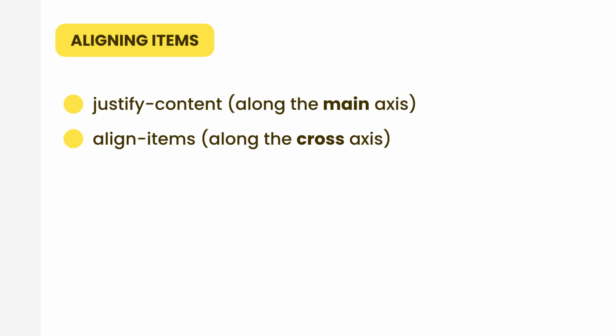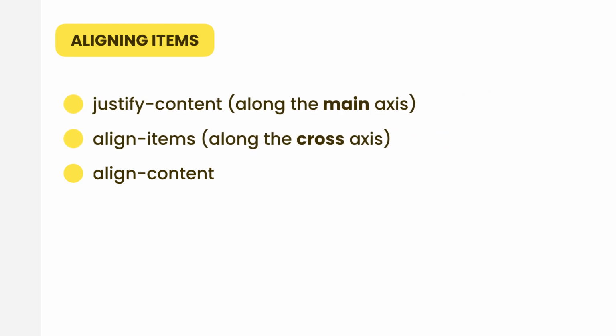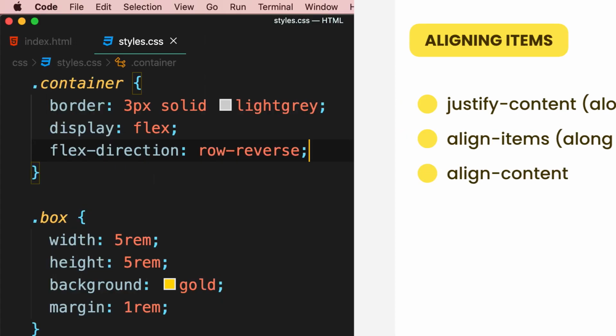Now, the first time I saw these properties, I was wondering why the names are not consistent. Why isn't the second property called align-content? Well, there is actually another property called align-content. We'll talk about that shortly. But all I want you to remember for now is that we have two properties for aligning: justify-content and align-items. These are the properties that we use most of the time.